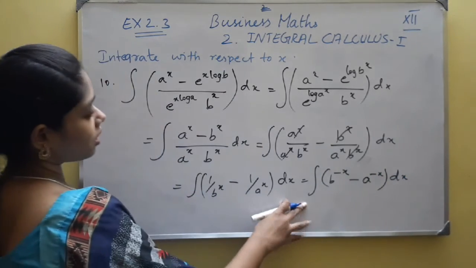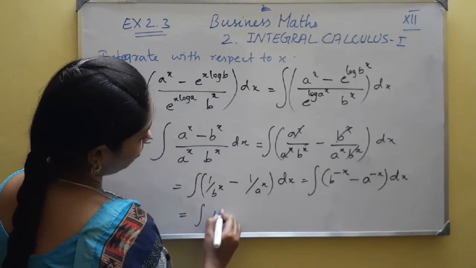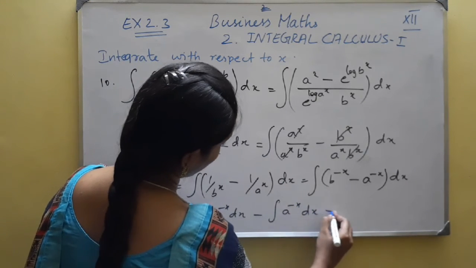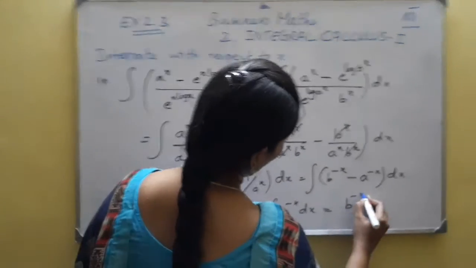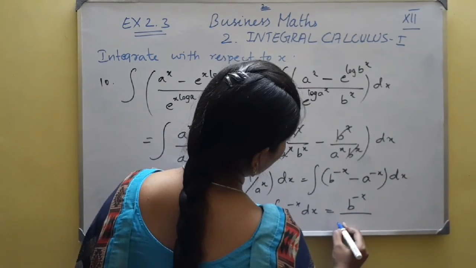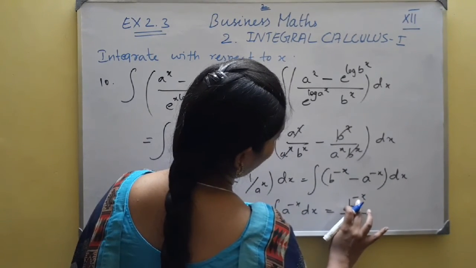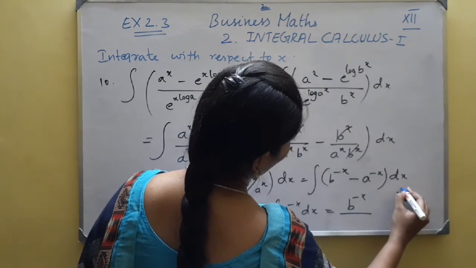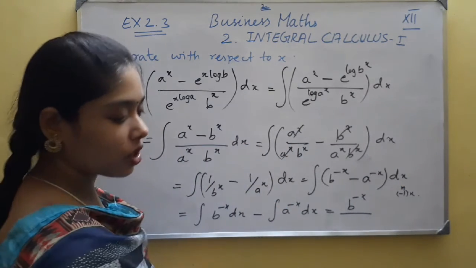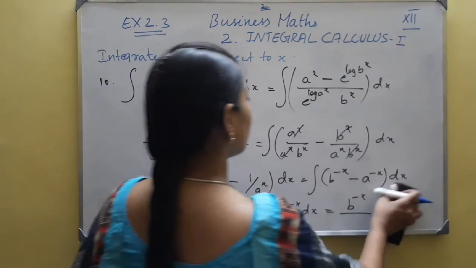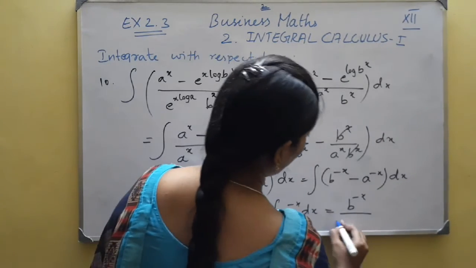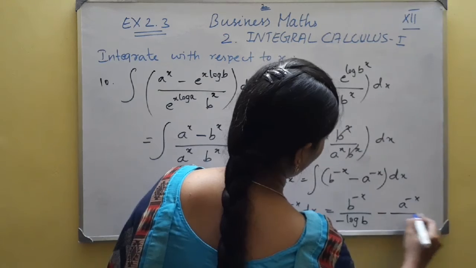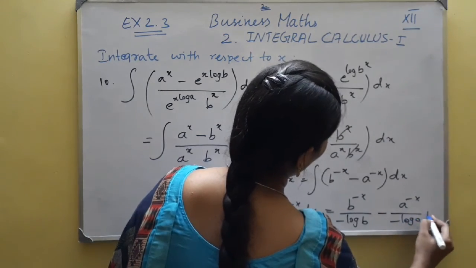Now I am taking this integration sign for each term: integral b^(−x) dx minus integral a^(−x) dx. Now this has to be taken in this way: your m value is minus 1, in such a way you want to take this. So you will get minus log b here, minus a^(−x) divided by minus log a plus c.